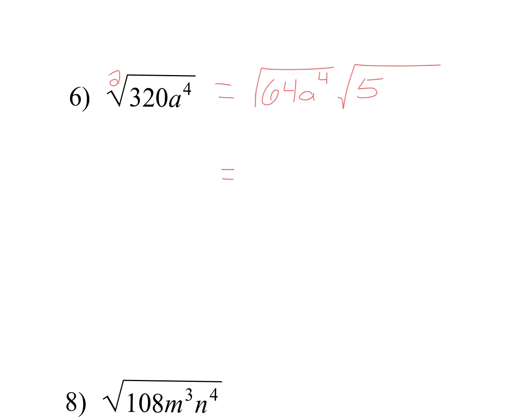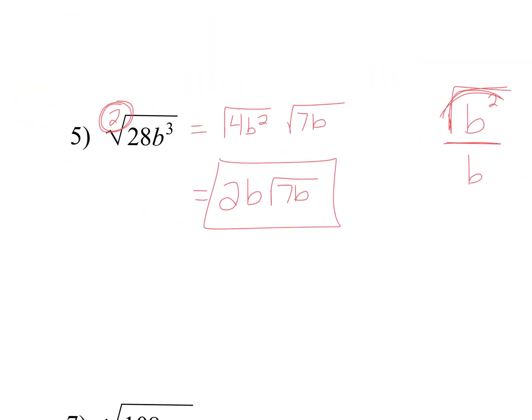What's the square root of 64? 8. What's the square root of 8 to the 4th? What times what gives me 8 to the 4th? 8 to the 2nd. Yep. And then tag on your leftovers. What number is technically in front of here again? 2. A 2. So think back to this one.